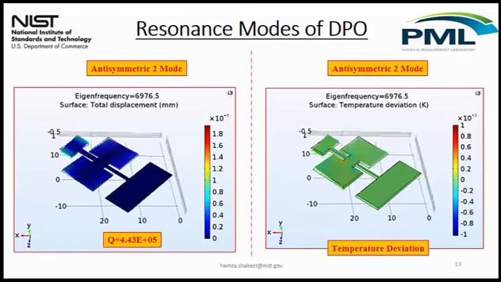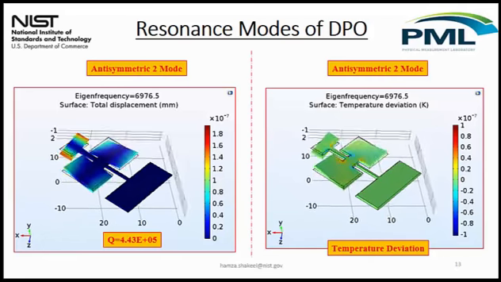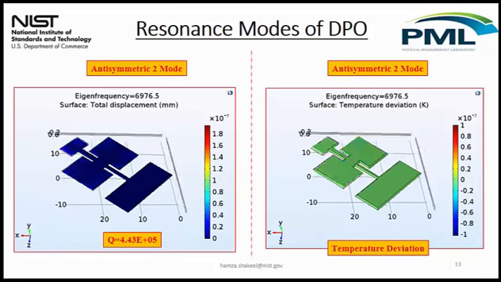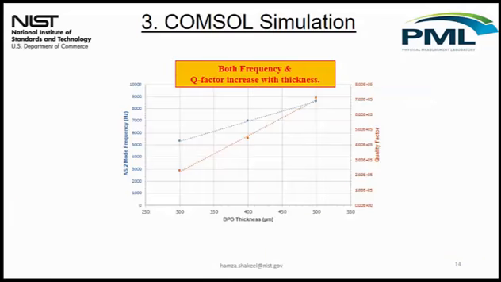Since it was thermoelastic damping, we also wanted to plot the temperature deviation and see where temperature is changing, to identify the spots. This shows the points where temperature is increasing and decreasing, and how power is dissipating because of this temperature gradient. With this, we again saw a similar trend, which was expected, that both quality factor and resonance frequency increase with increasing thickness.